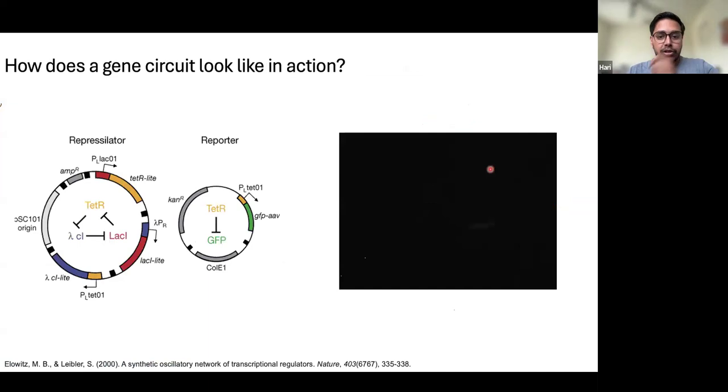So, based on all of the notations that we saw, and how each promoter works, how the CDS works, how a repressor can inhibit transcription, the movie that I showed you in the beginning slide is actually from a bacteria that contains these two plasmids. This is called the repressilator.